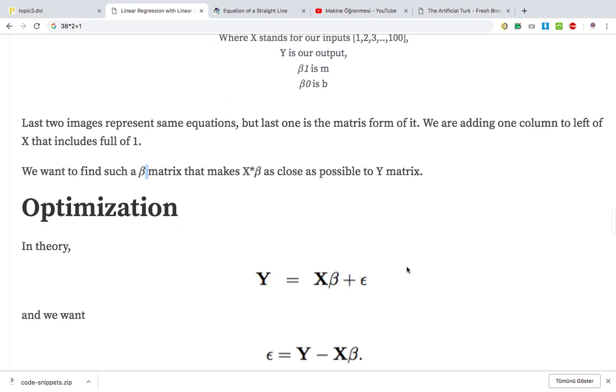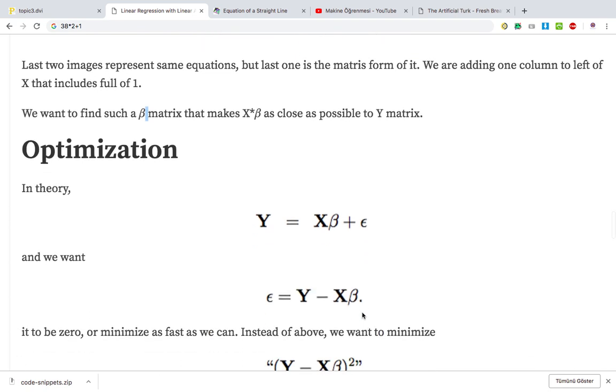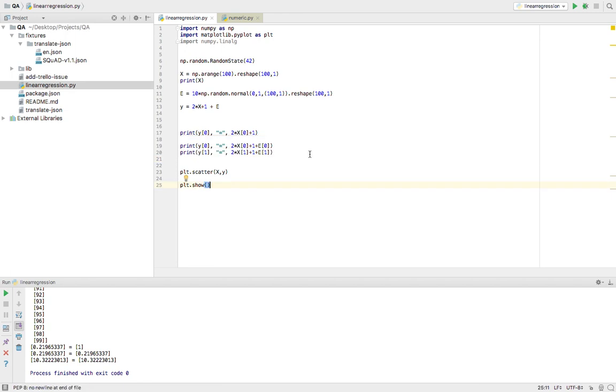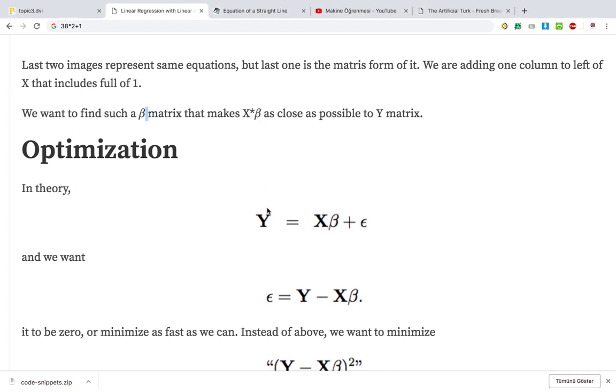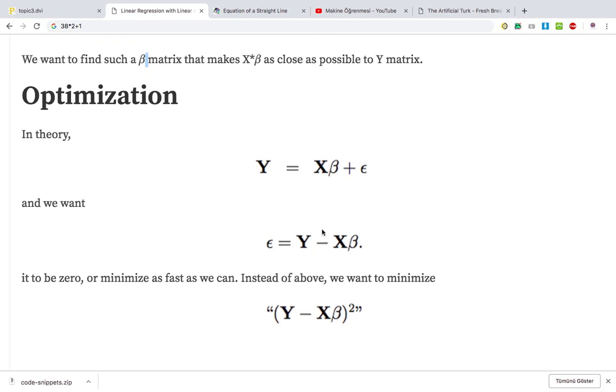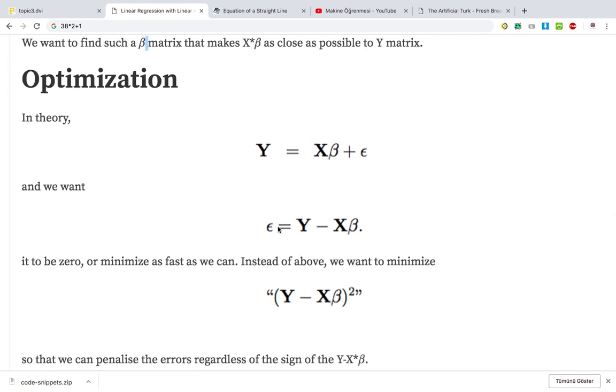So in optimization, we have Y is equal to X beta plus epsilon. So we want epsilon to be equal to Y minus XB. But if we do not have the right values of beta, it means that we do not have a good value of m and b, or b1 and b0. We will have different errors.